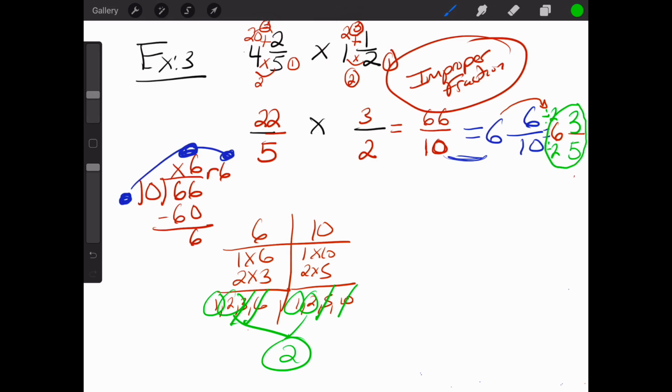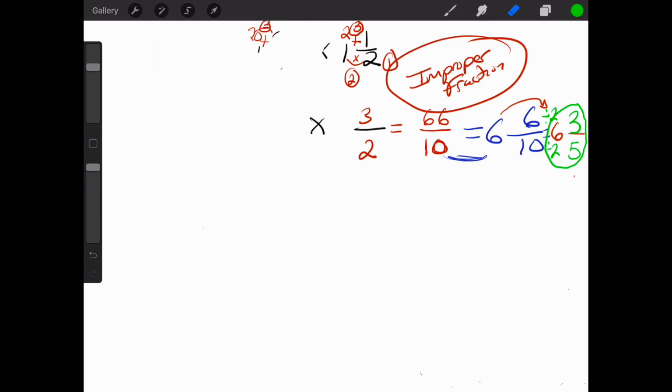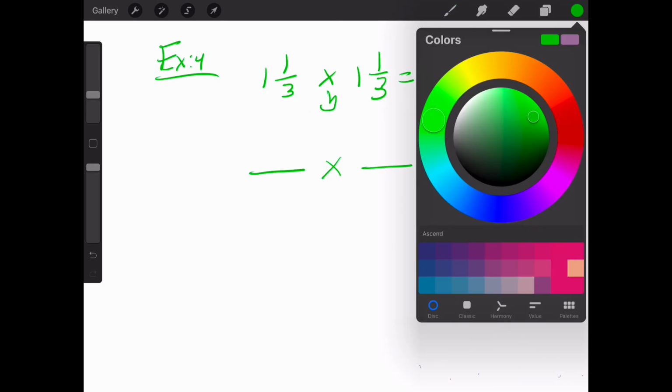All right. Okay, I'm gonna do one more, and that's it. And I'm gonna make it real quick. I'll do green. It's example 4. Let's do 1 1/3 times 1 1/3. Okay, you bring down your fraction bar, your signs. Don't forget that.